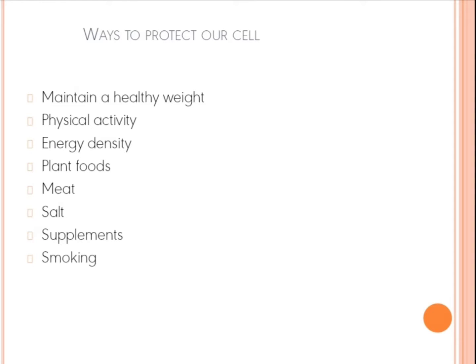Here are some ways to protect our cells. Maintain a healthy weight: be as lean as possible without becoming underweight. Physical activity: be active for 30 minutes every day. Plant foods: eat more of a variety of vegetables, fruits, whole grains, pulses, and beans. Meat: limit consumption of red meats such as beef, pork, and lamb, and processed lunch meat. Salt: limit consumption of salty foods processed with salt or sodium.